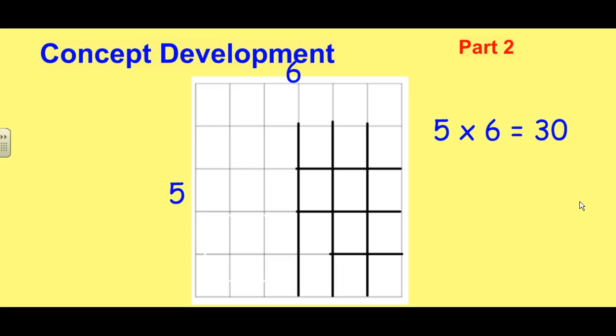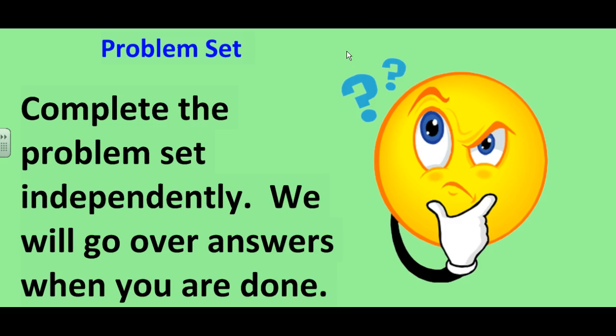So when you finished drawing your rectangle, it would have looked like this. And if you counted all of the unit squares, you should have gotten 30. So the area of this rectangle is 30 square units. Okay, we're going to go ahead and move on to the problem set. So if you will push pause and get that ready, and then push play whenever you're ready for it.